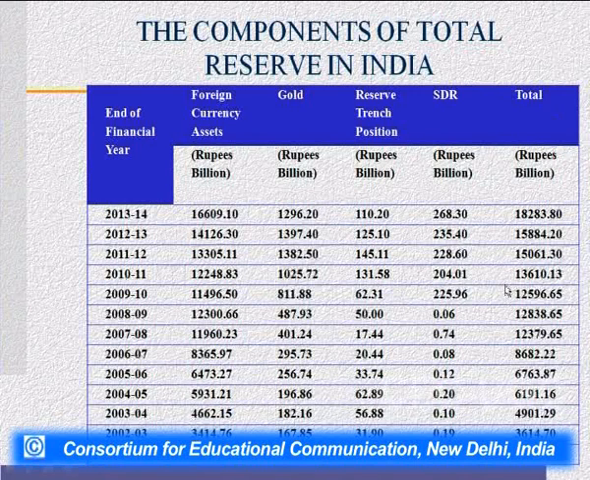afterward it is increasing from 2010-11, and in 2012-13 it is 15884.20. And in 2013-14 there is a little bit of smooth increase, to 18283.80 rupee billion. So these are very important statistical figures which would be useful for any data interpretation, and you can also include this type of data in a research paper.